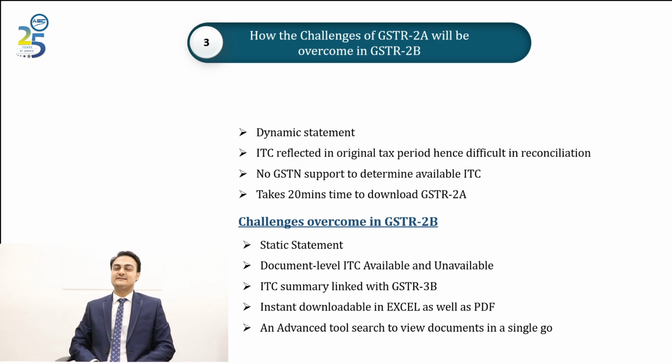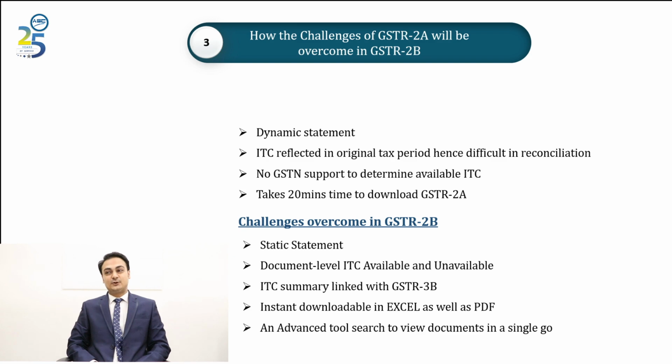The next topic is how the challenges of GSTR-2A will be overcome in GSTR-2B. The first challenge is that 2A is dynamic in nature. It will change regularly on a day-to-day basis. Suppose my vendor supplied me goods in the month of March, but has not yet filed his GSTR-1. Now he decides to file his GSTR return. After he files the return, I will be able to see my input tax credit in GSTR-2A. But the drawback is that the input tax credit is reflected in the month of March only, not in the month of September.